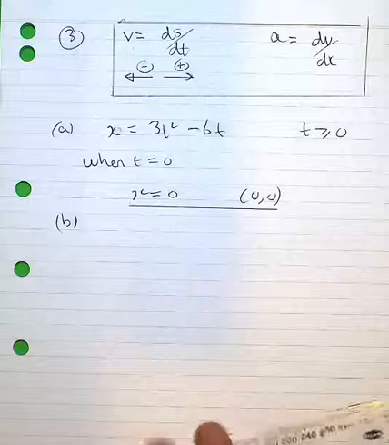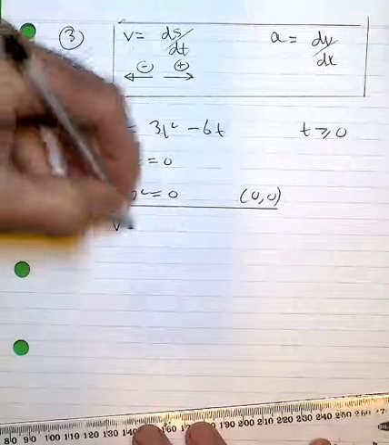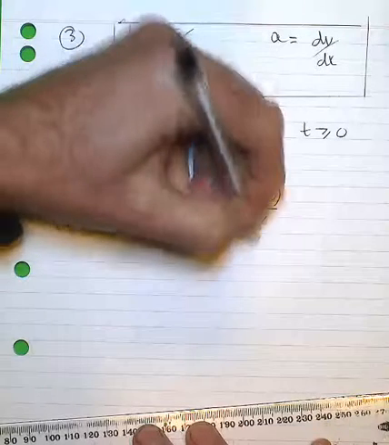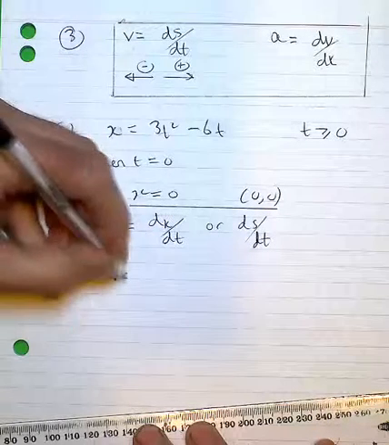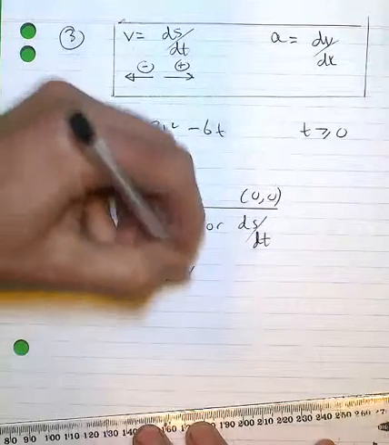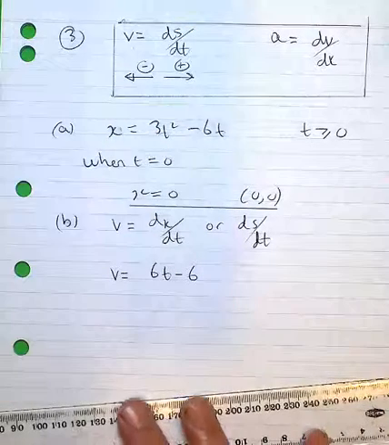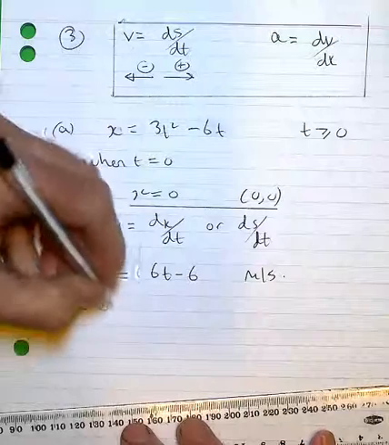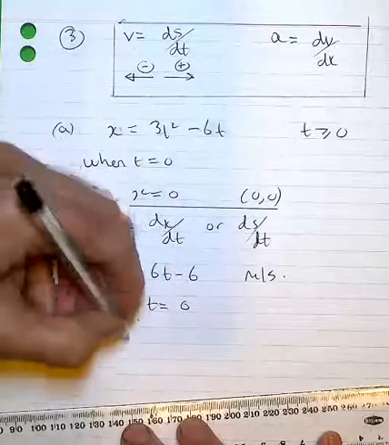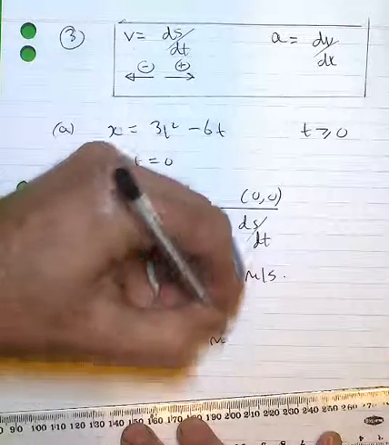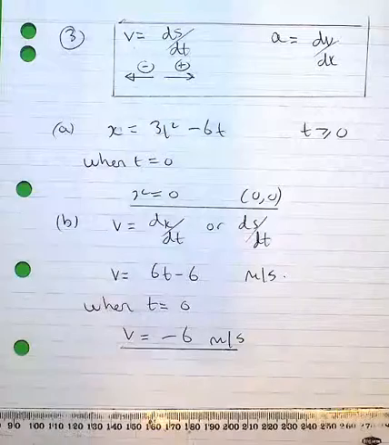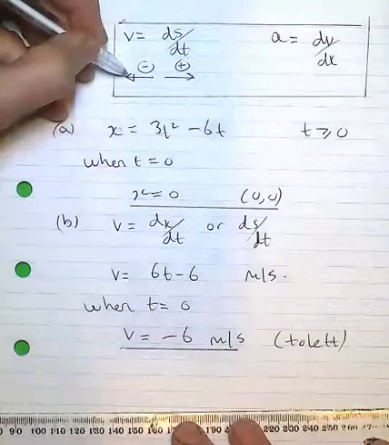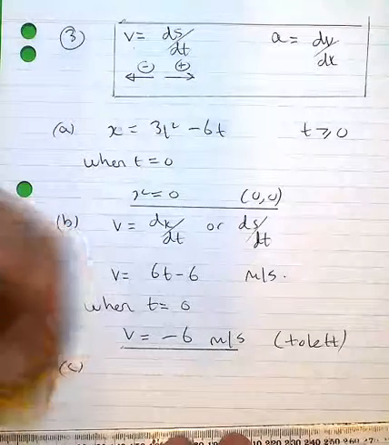For B, the velocity. Now the velocity is, in this instance, dx over dt, or ds over dt. And that's going to be 6t minus 6, and I assume meters per second. Now, when t is equal to 0, the velocity is negative 6 meters per second, or if you like, to the left, if we define motion to the left as negative, motion to the right as positive.